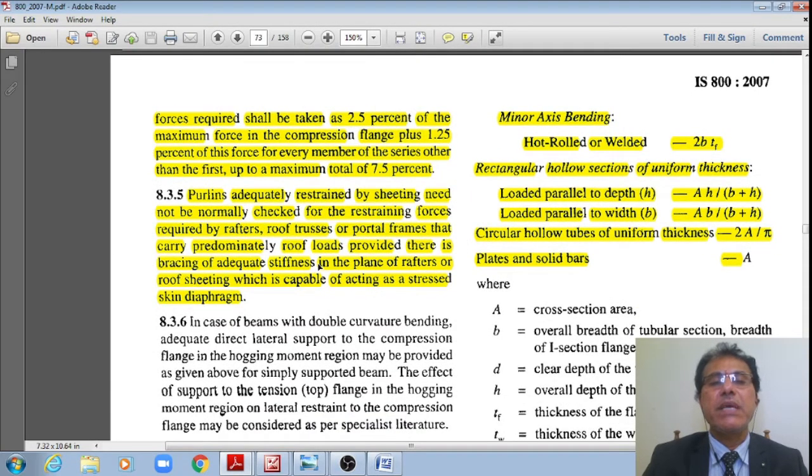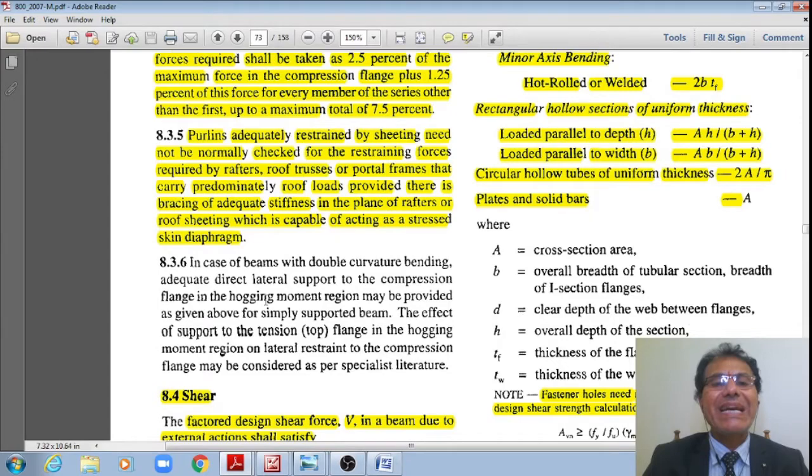Coming to the purlins, those adequately restrained by sheeting need not normally be checked for restraining forces required by the rafters, roof trusses or portal frames that carry predominantly the roof loads, provided there is bracing of adequate stiffness in the plane of rafters or roof sheeting which is capable of acting as stressed skin diaphragms.